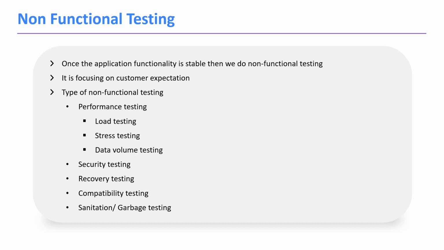Once the application functionality is stable, then we can go for the non-functional testing. Meaning once the functional testing is done, then we can go for the non-functional testing. And the non-functional testing focuses on customer expectations. And there are types of non-functional testing like performance testing. In performance testing, we have load testing, stress testing, data volume testing. Then we have security testing, recovery testing, compatibility testing, sanitation or garbage testing.